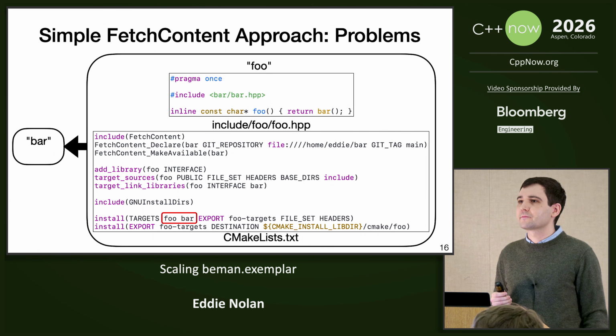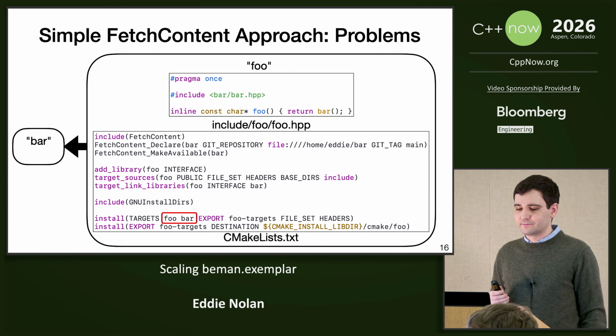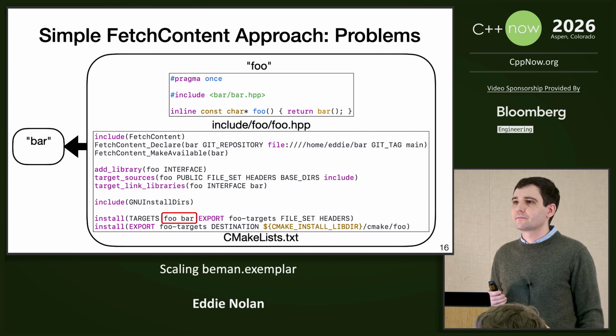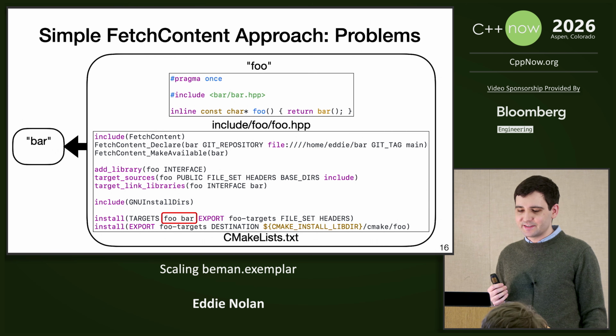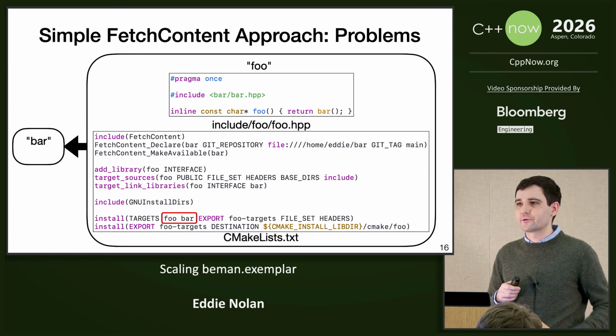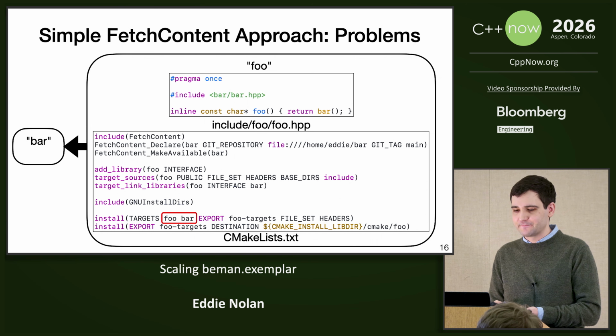But if the bar library had its own install directive, wouldn't it pick it up? Why do you need to put it? So that's what I'll explain. It's because it's not being installed. It's because it's being added as essentially a sub project of the overall CMake project with fetch content.